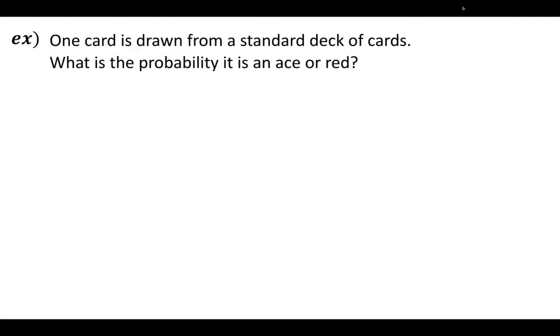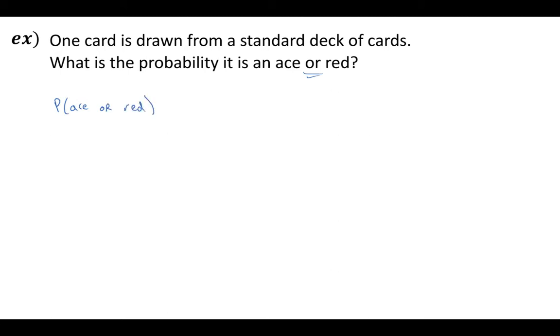Okay, let's look at a deck of cards. One card is drawn from a standard deck of cards. What is the probability that it is an ace or red? Okay. So again, keep in mind this is different from the last video in that it's an or question and not an ace and then a red. It's an ace or a red. So that's the key term there. Or tells you addition rule that we're using. So a probability of ace or red.